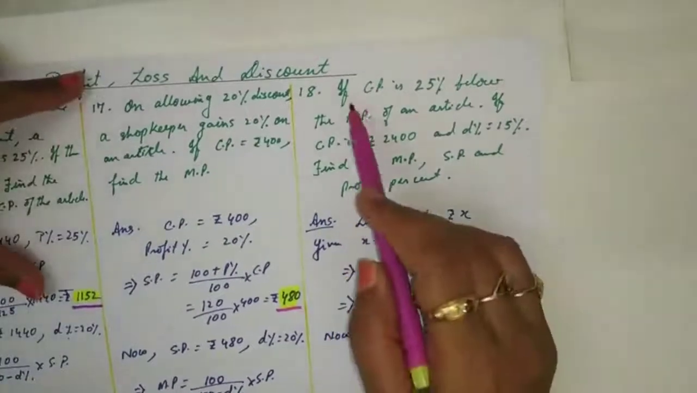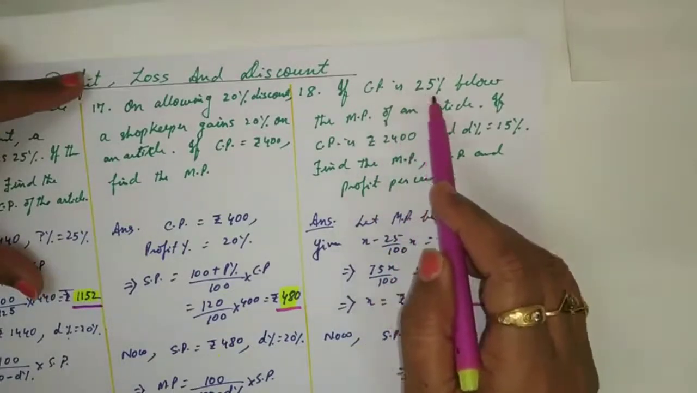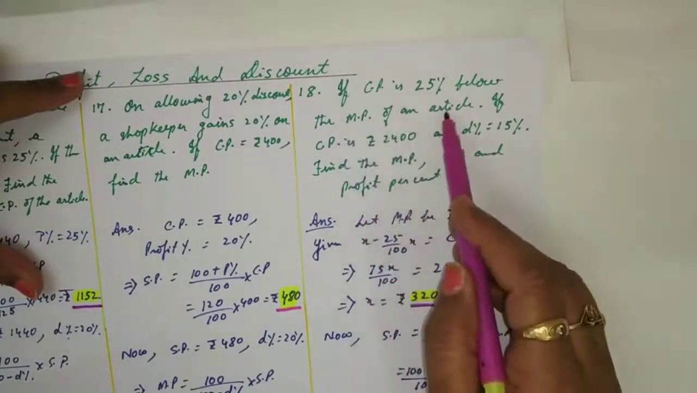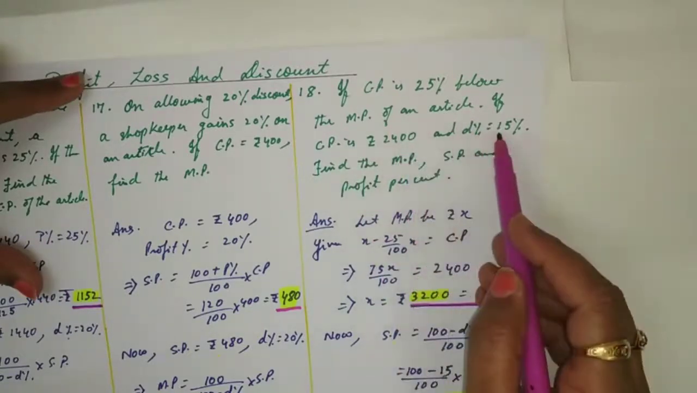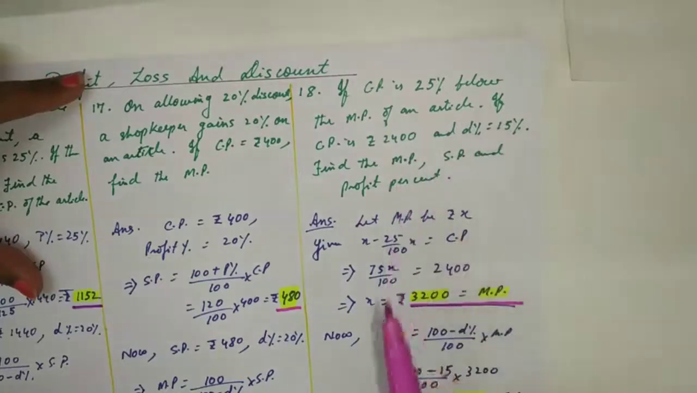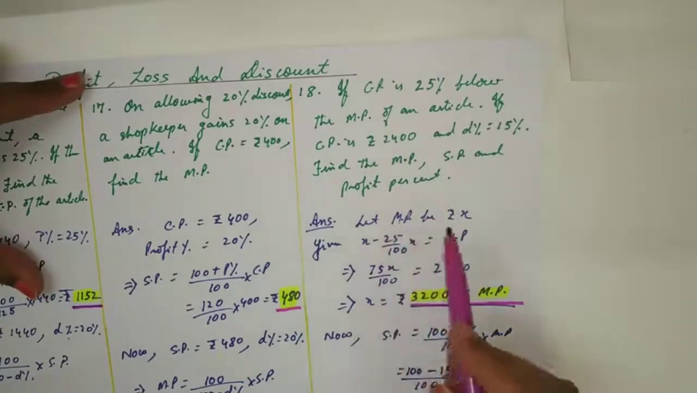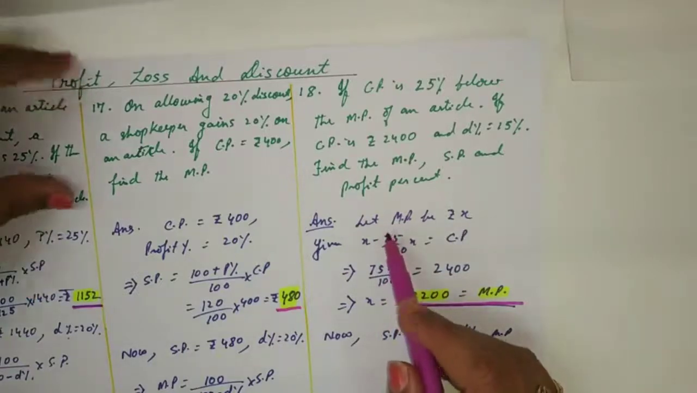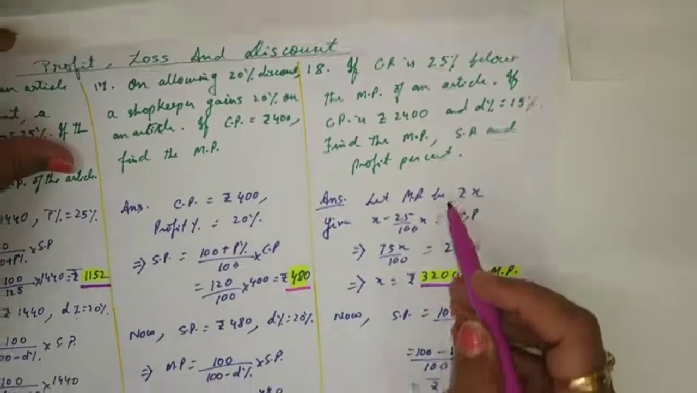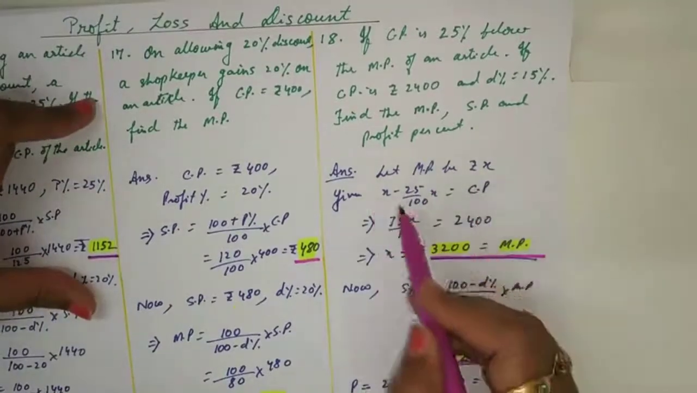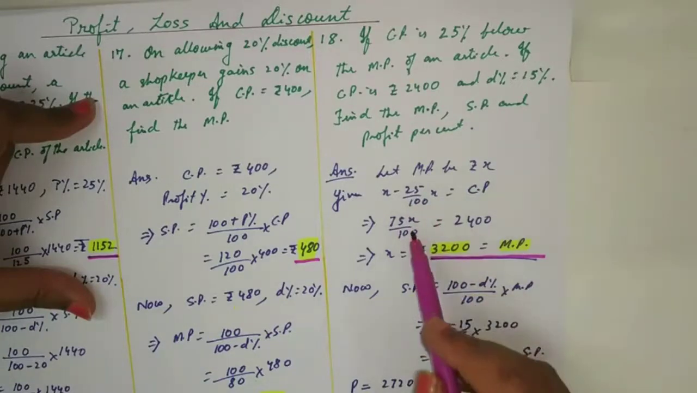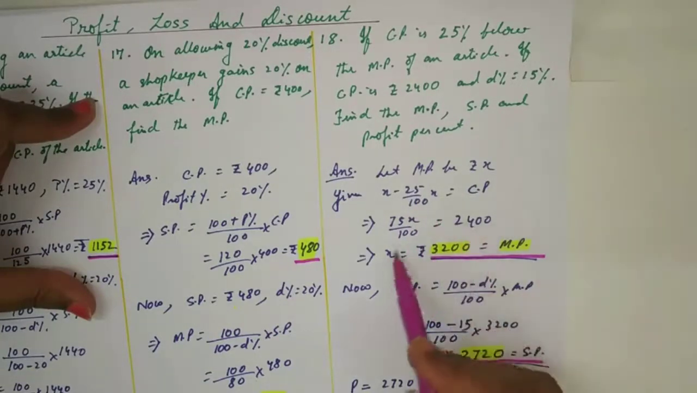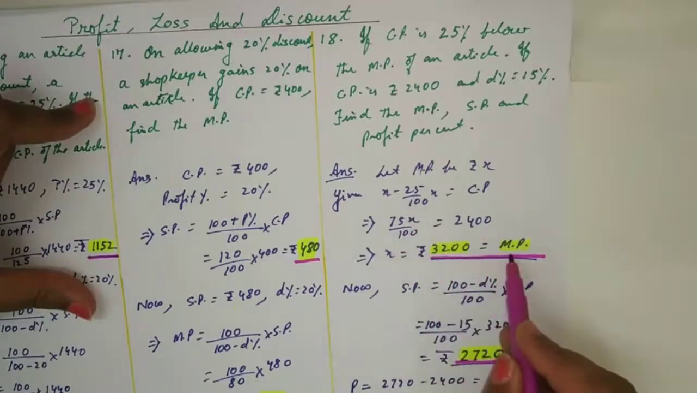Next one. If cost price is 25% below the mark price of an article, and if the cost price is 2,400, discount percent given is 15%, find the mark price, selling price and profit percent. So let us assume that the mark price is rupees X. Given that the cost price is 25% below, that is X minus 25 by 100 X, and we know how much is the cost price. We have a linear equation in X and we find out the mark price.